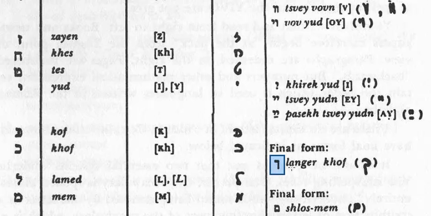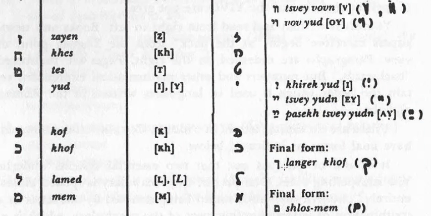There's a third letter in this family, Kough, Chof, and Langer Chof. Langer Chof is the final form. So in Hebrew and in Yiddish we have final forms of letters. These are the letters that occur at the end of the word, and they're written differently. They're pronounced the same, but they're written differently. So Chof may occur anywhere in the word except at the end. At the end it looks like this, and it's called Langer Chof, meaning that it's longer.